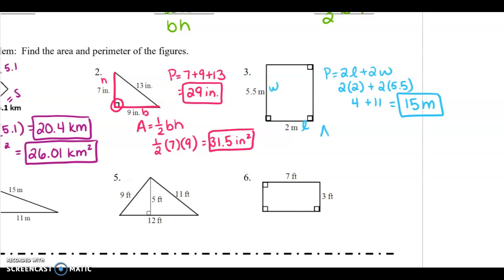And then area is length times width. So my length is 2, my width is 5.5. So 2 times 5.5 gives me the area of 11 meters squared.